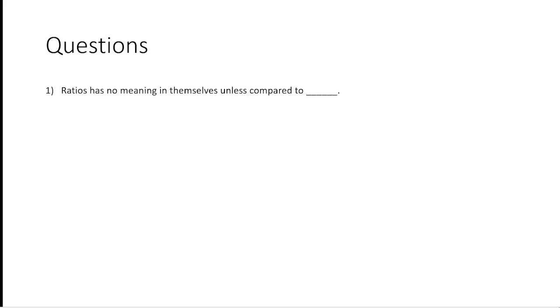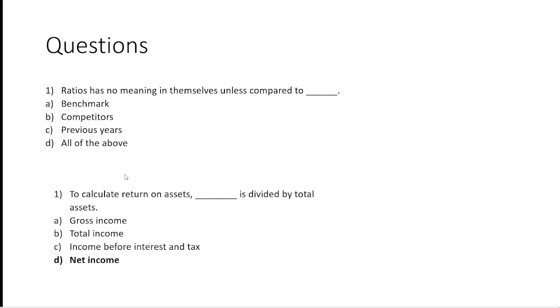The question number one is, a ratio has no meaning in itself unless we compare it to a benchmark, competitors, previous years, or all of the above. Well, you are right in a sense that a benchmark is there, but you can compare the ratios against the competitors and previous years as well. So the right answer is all of the above, but we can accept your answer as a benchmark as well, because it shows me that you have understood it.